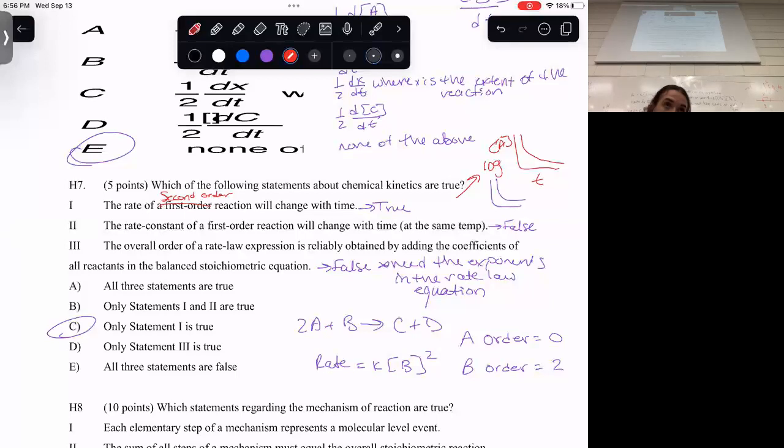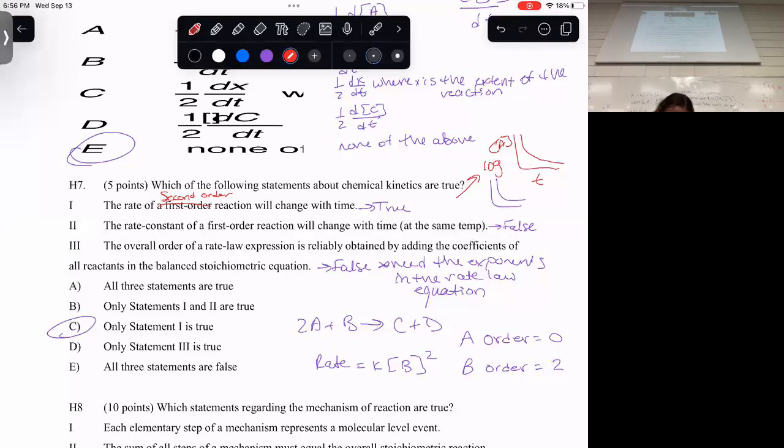I think the reason why it's false is because of the rate constant. Yes, the rate constant of a first order reaction will not change with time at the same temp. At a certain temperature, the rate constant is staying the same. K will be K at that temperature. If you increase the temperature, then K changes, but at a certain temp, K is not changing.